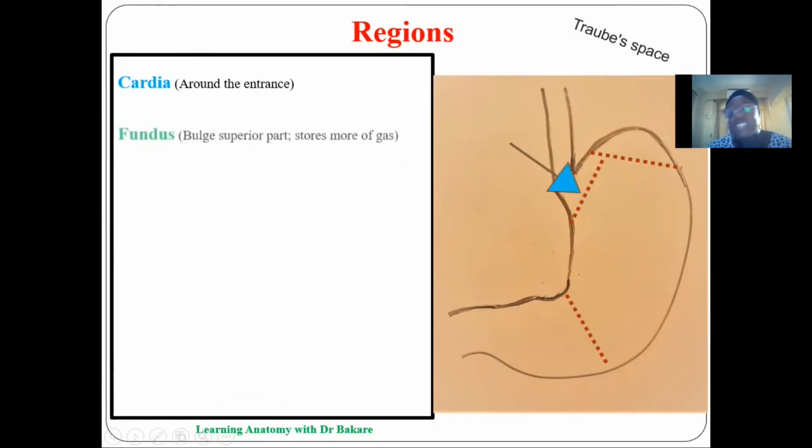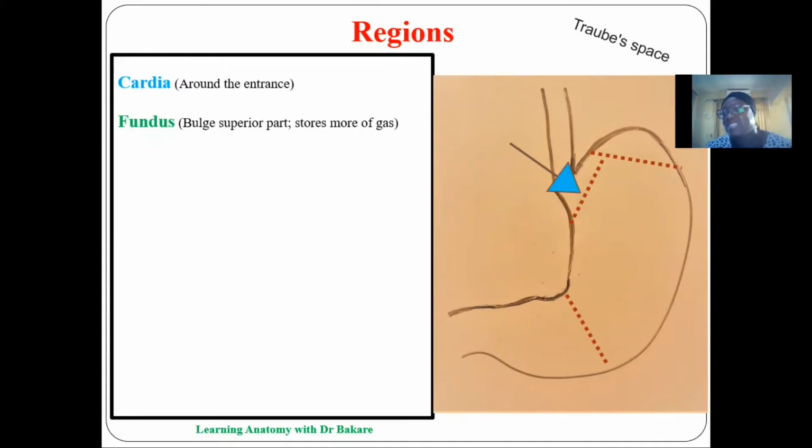Then the next region is the fundus. The fundus is the region that is seen above the cardiac region. This region looks like a hunchback kind of structure that bulges above the cardiac region, and this is the fundus. What is majorly stored in the fundus are ingested gases.